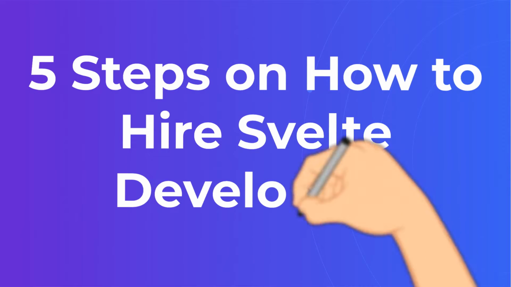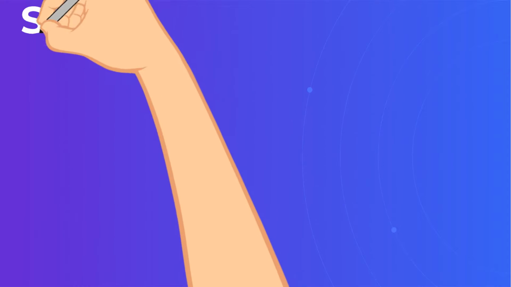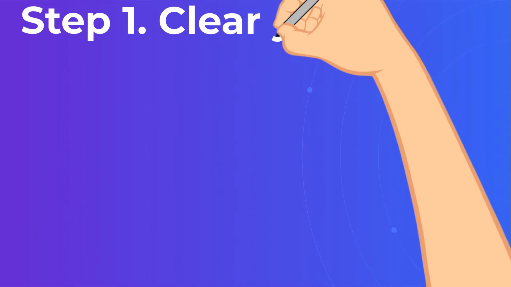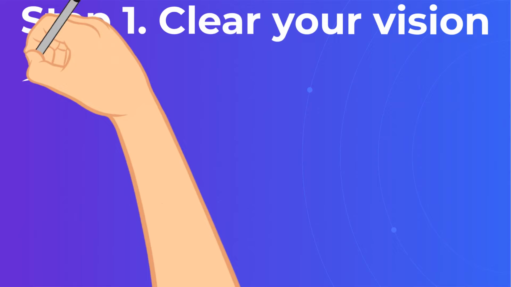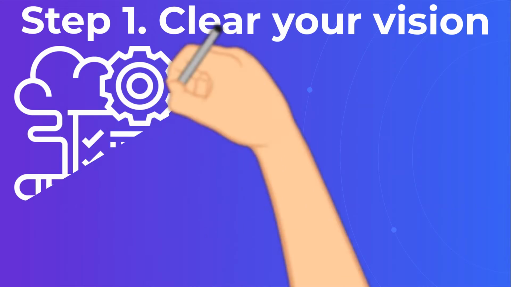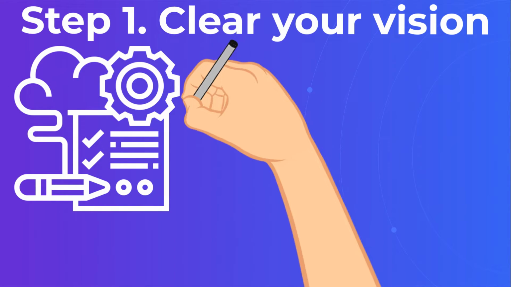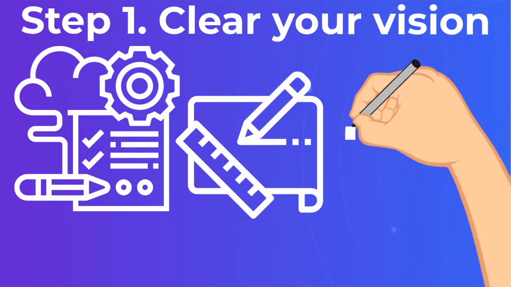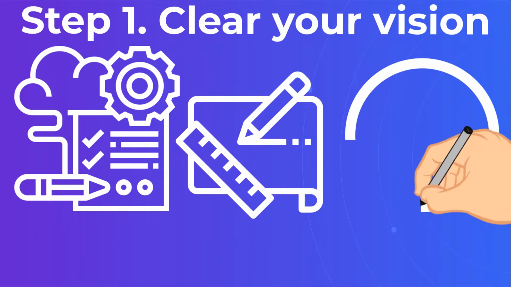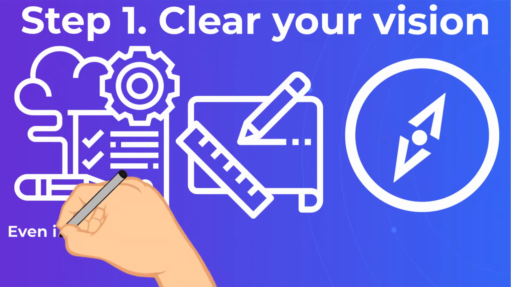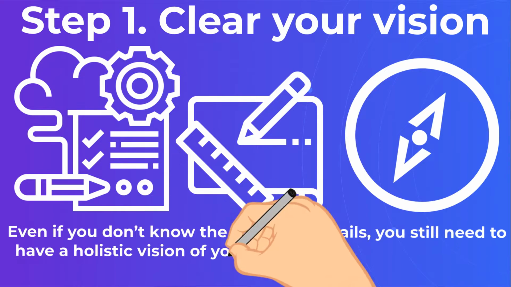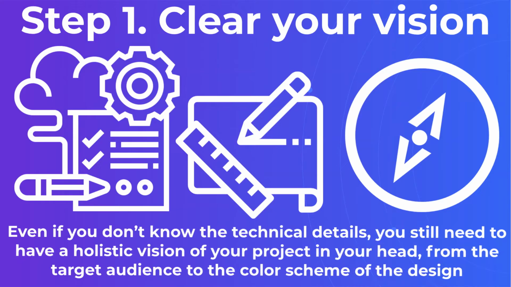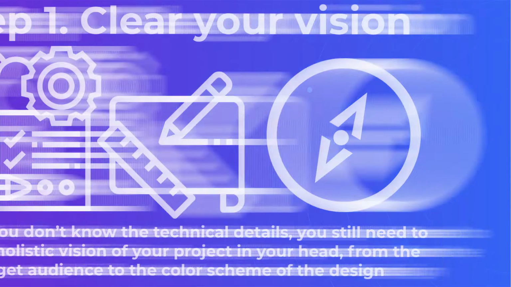5 steps on how to hire Svelte developers. Step 1. Clear your vision. Enunciate for yourself what your project should be and what you want from it. Even if you don't know the technical details, you still need to have a holistic vision of your project in your head, from the target audience to the color scheme of the design. It may change in the process, but for search purposes, you need some milestones and reference points.